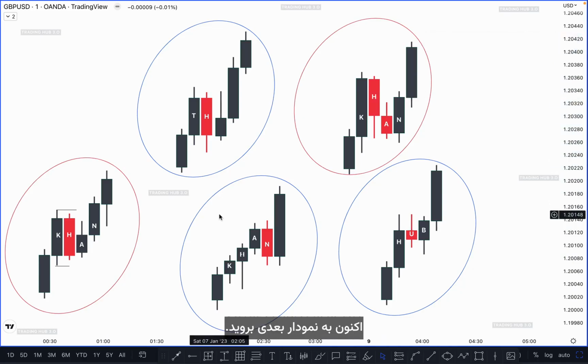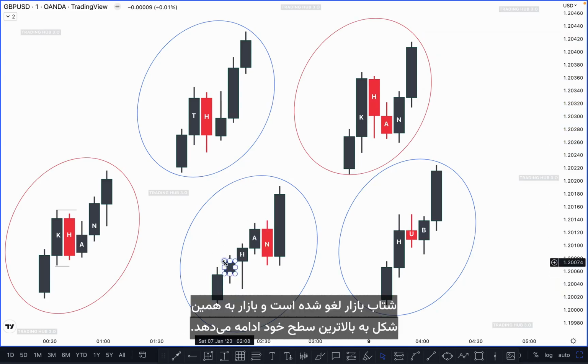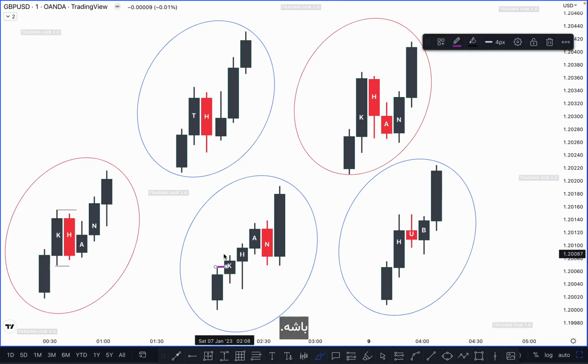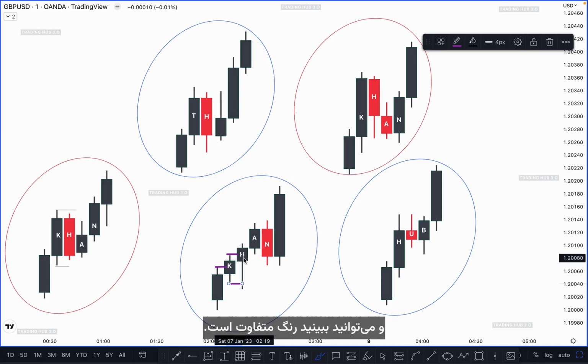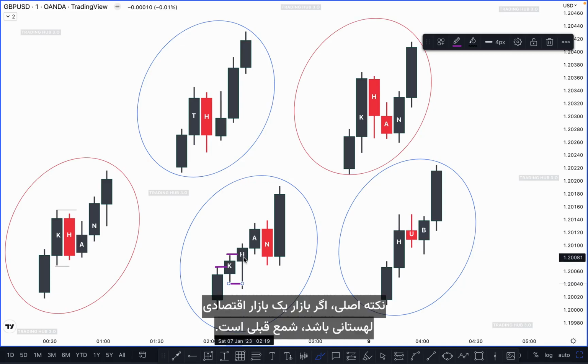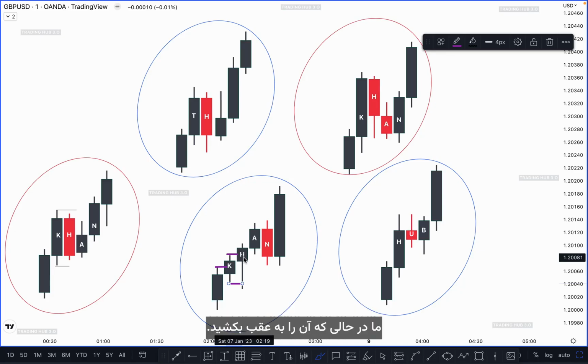Now switch to the next diagram. Here you can see the market momentum is bullish, and the market continues pushing to a higher high like this. Then what happened? You can see the K candle low is broken by the H candle. And you can see the colors are different. As I mentioned, candle color doesn't matter. The main thing is, if the market is bullish and takes out the previous candle low, we have a valid pullback.